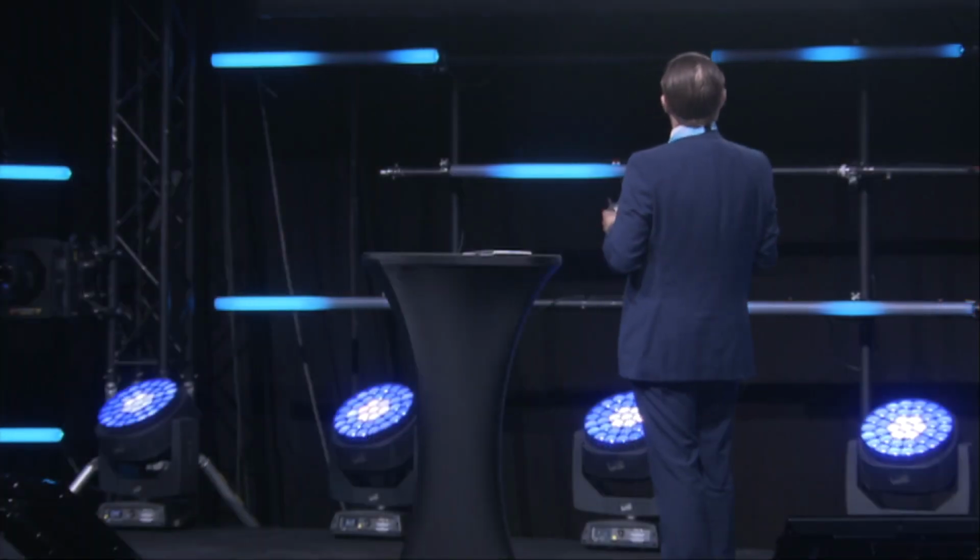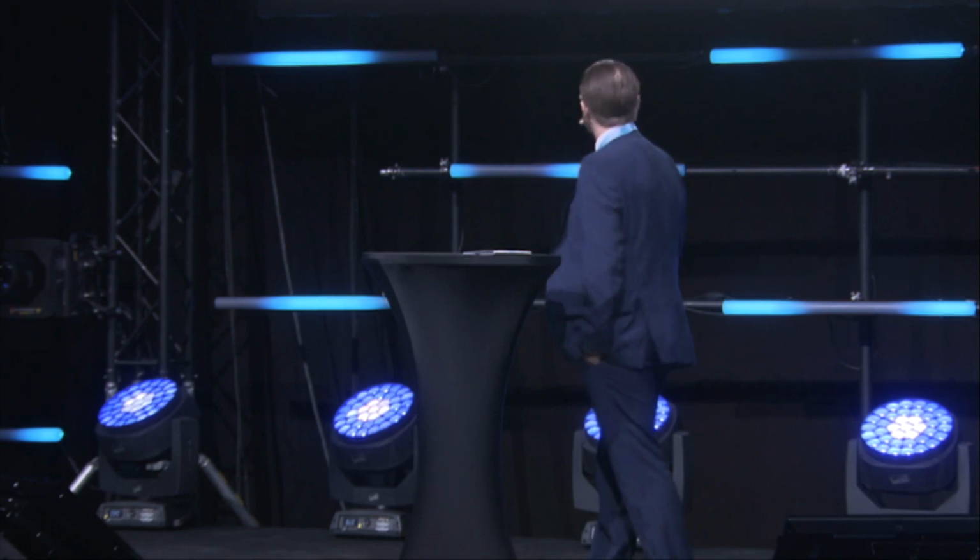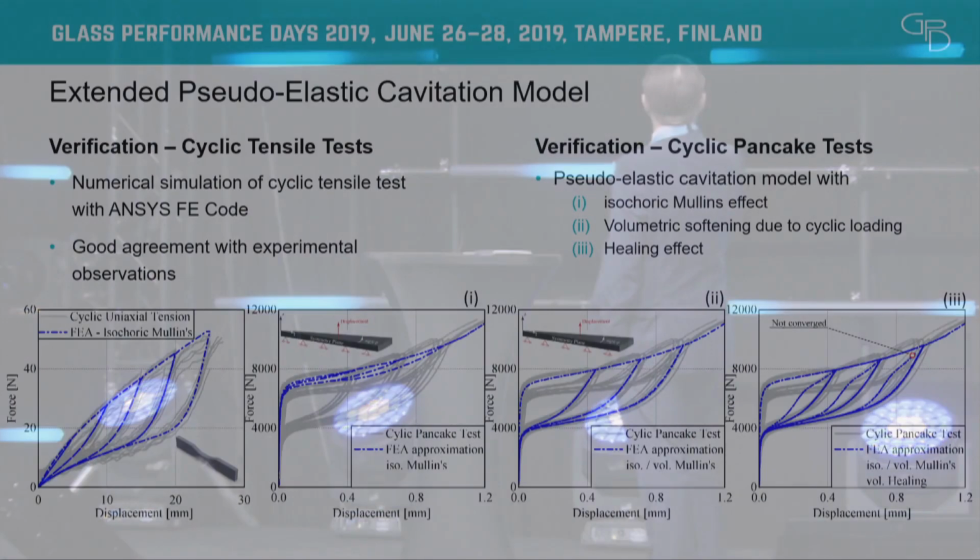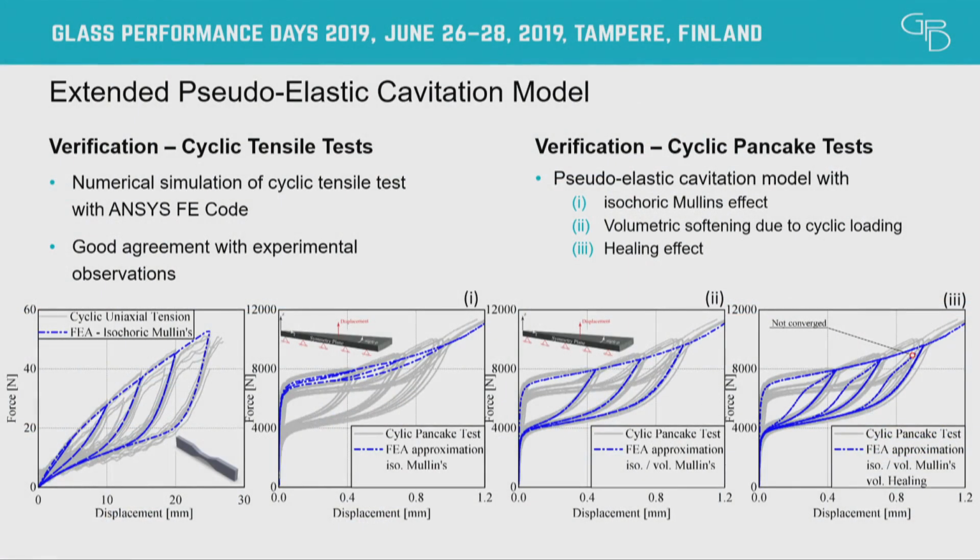But we also want to show that this model is able to calculate the real behavior in the pancake test, in the poker chip test. This is what's going to be presented on the next slide. We have to go very slowly through this slide. We start to use our model and calculate the complete dog bone tests. This is what you can see here.